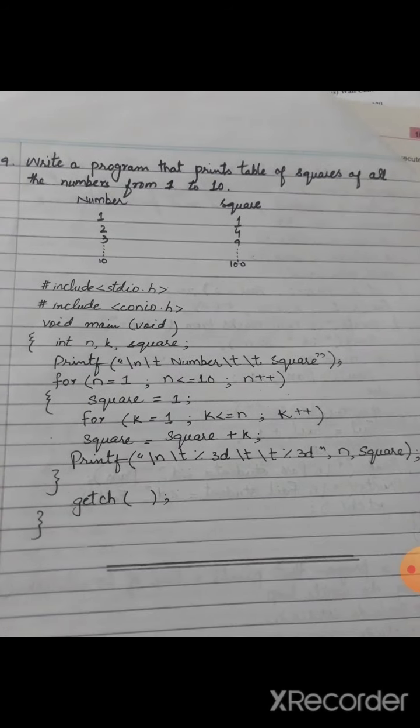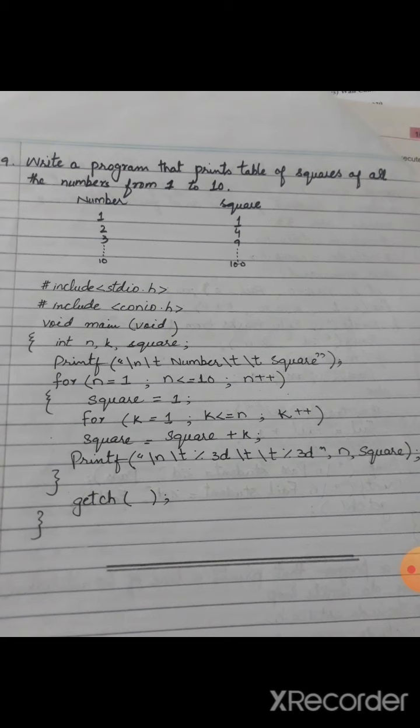Next is: write a program that prints the table of squares of all the numbers from 1 to 10. It means numbers 1 to 10 and their squares will be printed as shown in the question. 3 variables we have taken. The data type of the variables is integer; n, k and square are the 3 variables. And here we have n for the loop. Value of n is 1 till 10, meaning this loop will execute 10 times.